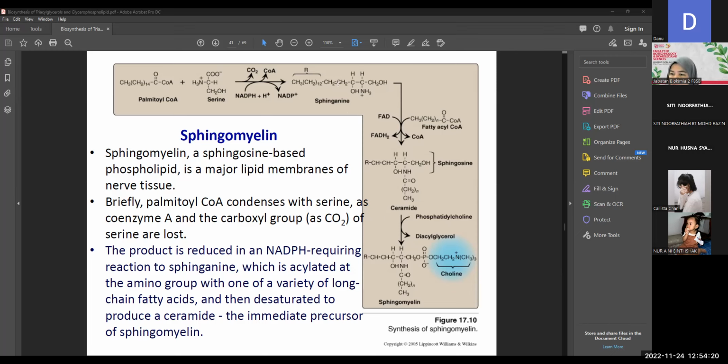From sphingenin, it undergoes acylation. Acylation where? At the amino group. All right, so now ceramide is formed. This is the acyl group. From ceramide, it undergoes another reaction to form sphingomyelin. Ceramide reacts with phosphatidylcholine, and we get sphingomyelin.